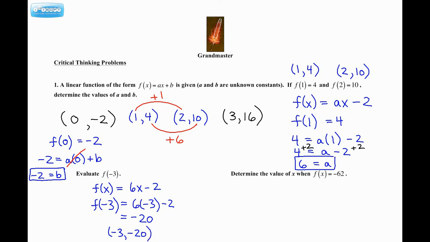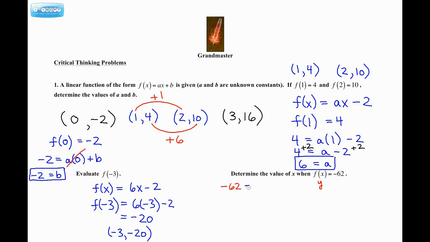Next, we want to determine the value of x when f of x is negative 62. Once again, f of x just means y. They're giving us the y value already, and we have to work backwards using a bit of algebra to solve for what x has to be. We know our original function, of course, but I'm just going to replace the y with negative 62. Put that in red.